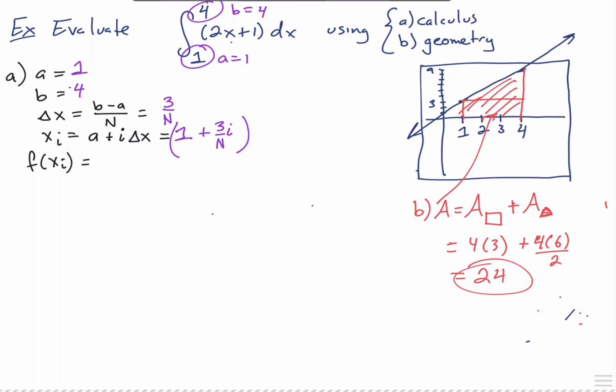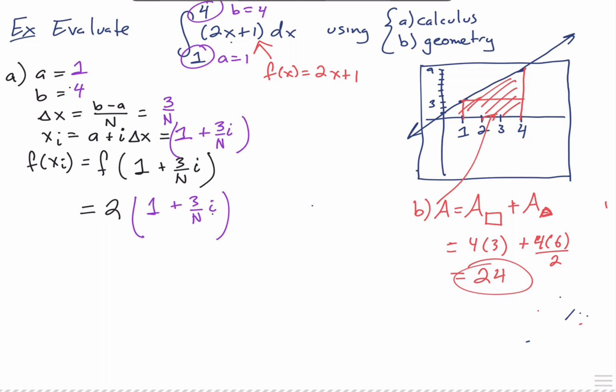Okay, so then what's f of x sub i? Well, what's f of x? f of x is 2x plus 1, right? That's my function. I got it from the problem. And so f of x sub i is just f of 1 plus 3i over n. So basically just take that x and plug it into your function. That would be 2 times 1 plus 3 over n i. Does that make sense? My function is 2x plus 1. All I did is plug in x sub i, which I found in the previous step.